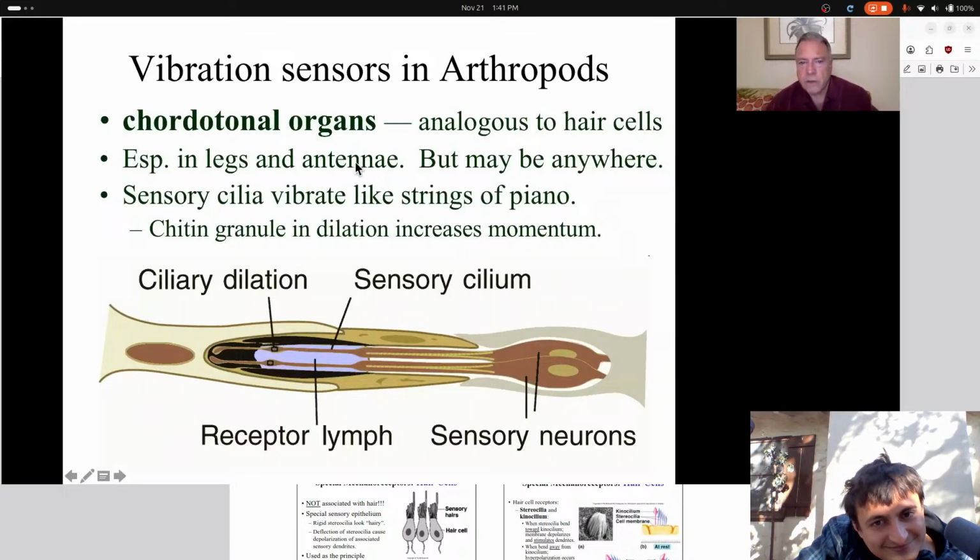Okay? And so these can be located in their antenna. They can be located in their freaking legs, anywhere. That's crazy. These vibration sensors. It's a little tuning fork.